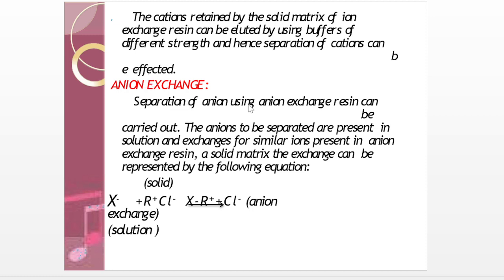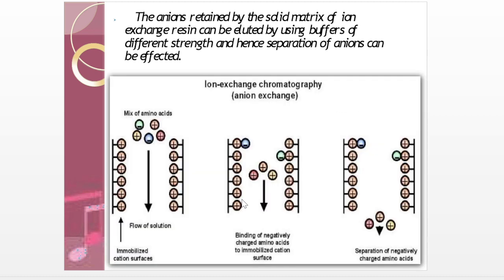Anion exchange: separation of anions using anion exchange resin can be carried out. The anions to be separated are present in the solution in exchange for similar ions present in the anion exchange resin. On a solid matrix, the exchange can be represented by the following equation, which is the same equation, but here X represents the concentration of negative ion, plus R plus Cl, which is chlorine. In the exchange solution this forms XR plus chloride anions. The anions retained by the solid matrix of the ion exchange resin can be eluted by using buffers of different strength, and hence separation of anions can be effected.